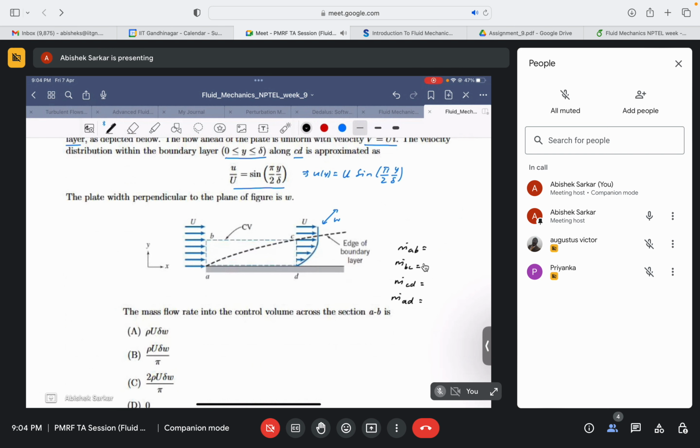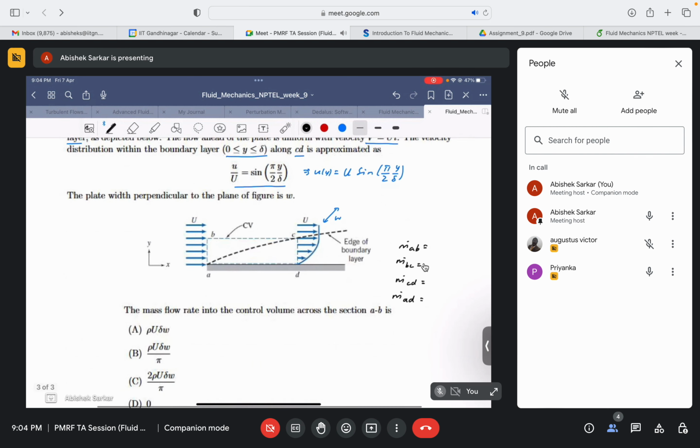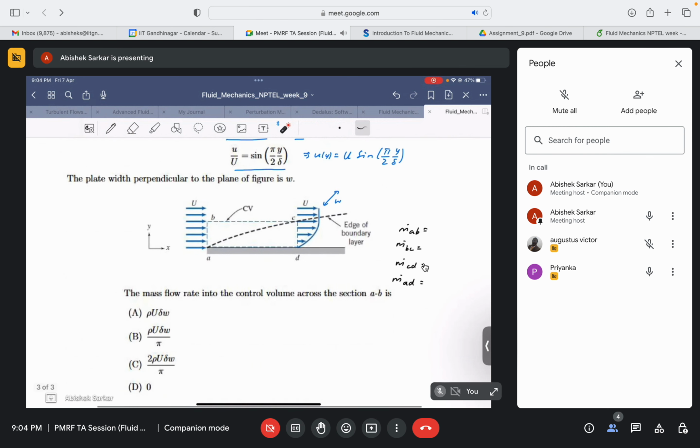Okay, let me solve the first one. Could you please tell me the mass flow rate through AD? Sir, rho u delta W. Okay, AB, right? Oh, sorry, AD, sir, is 0. Yes, thank you. AD is 0. Why? It is solid. There is no water flow across it. Yes, no penetration, right? They have not mentioned any porosity, so you can ideally take it as no penetration. That's why m dot AD is equal to 0. At least one question is solved.